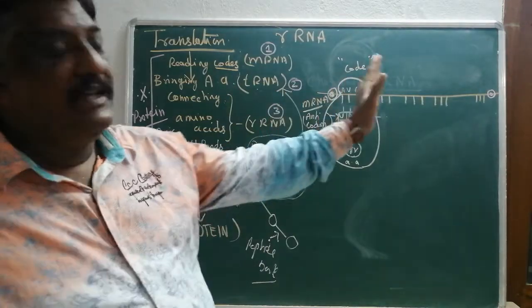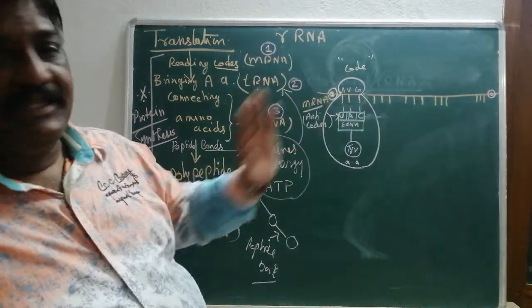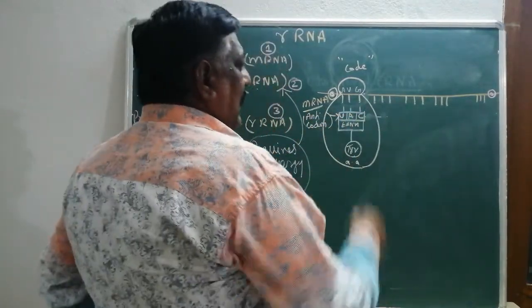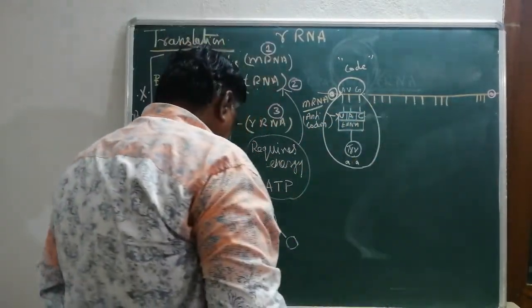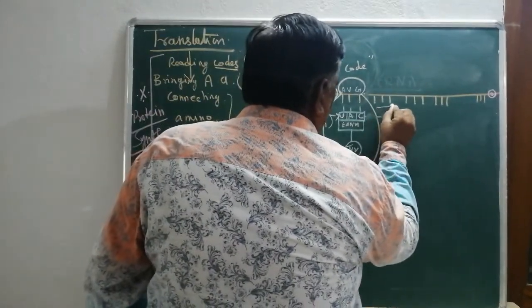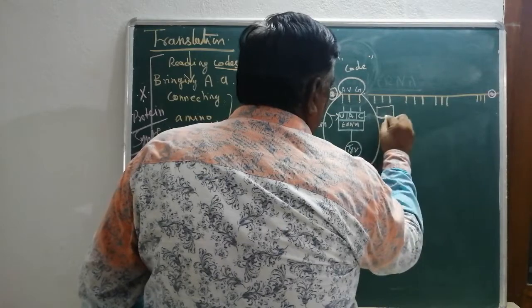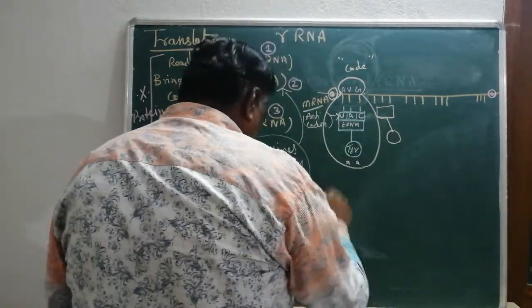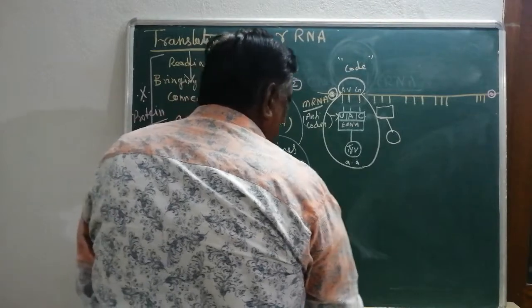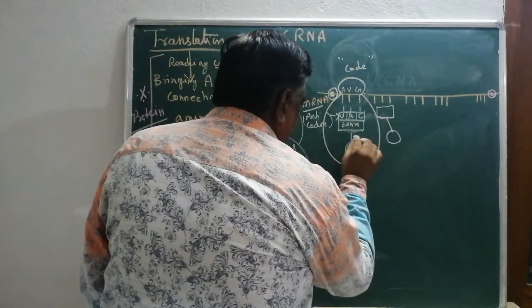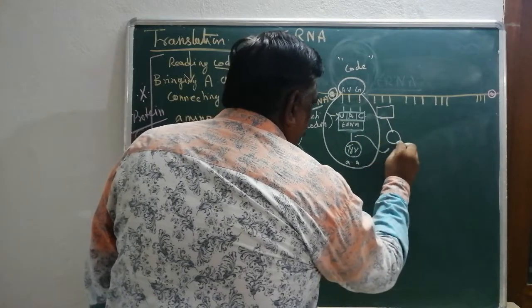What happens after moving to some distance? The second amino acid comes here. It will take the code and the amino acid, right? It will be like this. Suppose the tRNA comes here, which brings an amino acid, and this amino acid is cut here and will go and join here.